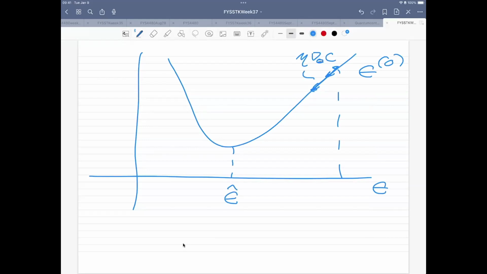This should be a theta. And this goes all the way down here. And ideally, after some iterations, we should reach this point here, the optimal value. And this is the point where delta theta of C is equal to 0. Then we have found what we might call an ideal value for eta.